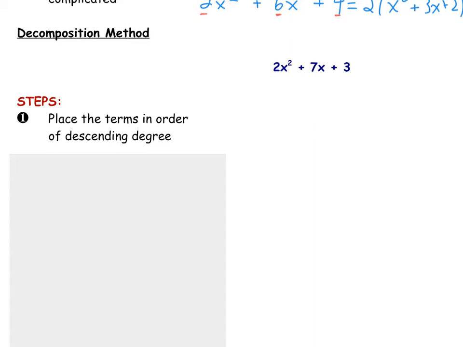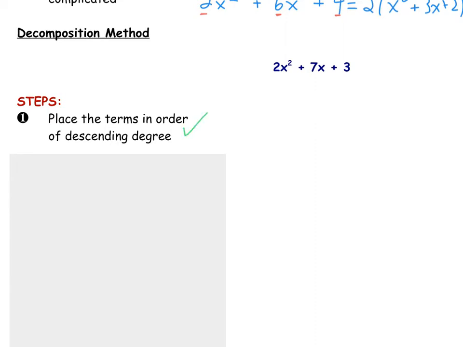I've given us a sample trinomial to take a look at, and I've written out a list of steps for the decomposition method. The first step, as always, is to place our terms in order of descending degree, from the highest degree term to the lowest. So let's check our trinomial. Yep, squared term, then my linear term, then my constant term. So yes, I can check that off. I have fulfilled the requirements of that step.